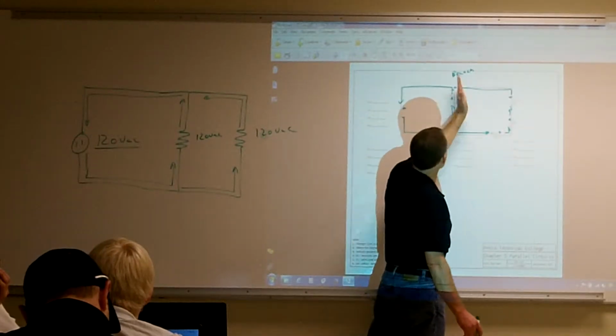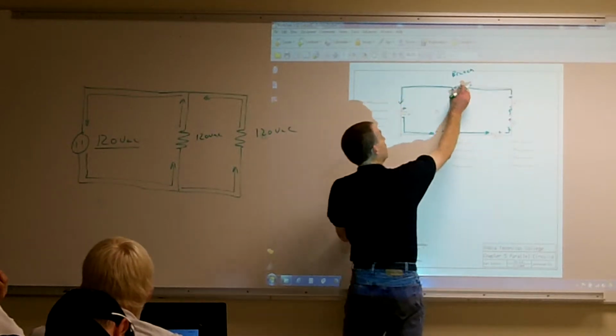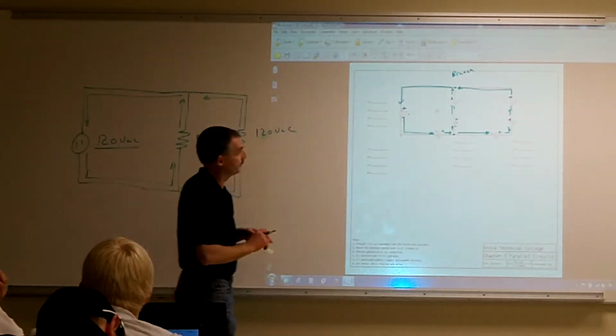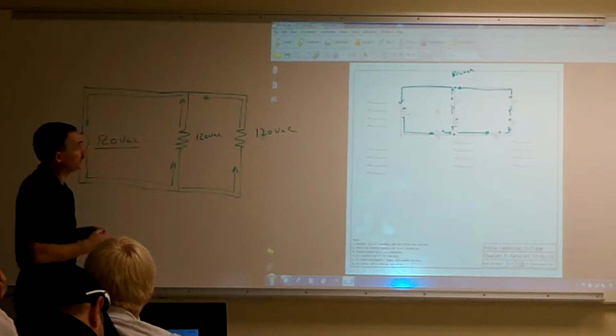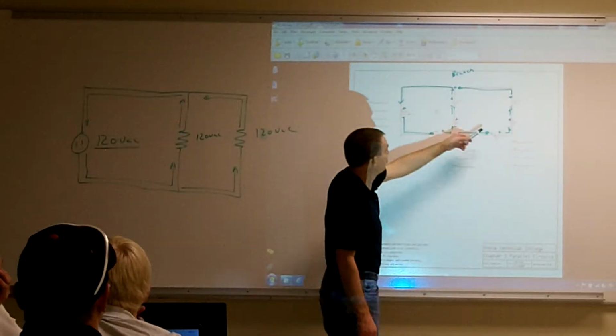And then some of it's going to go through branch 1. Some of it's going to go through branch 2. Those two currents combine and then go back into my source. So make sure you kind of talk to yourself as you're going through there, because then you know how much current is going through each one of these meters.